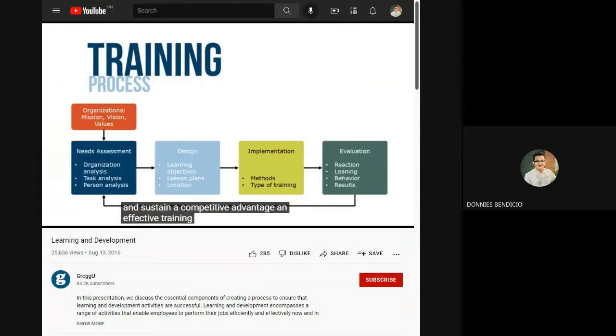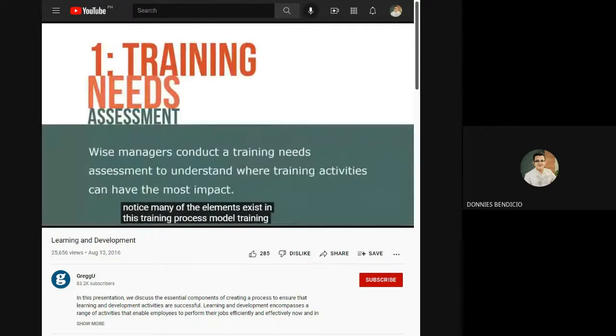An effective training program results from a systematic process, as shown in this flowchart, which includes needs assessment, design, implementation, and evaluation. Each part of this training process is critical. If you're familiar with the ADDIE model or ADDIE framework for training and development, you'll notice many of the elements exist in this training process model. Training has tremendous potential to improve the performance of employees, but it often is costly and time-consuming.